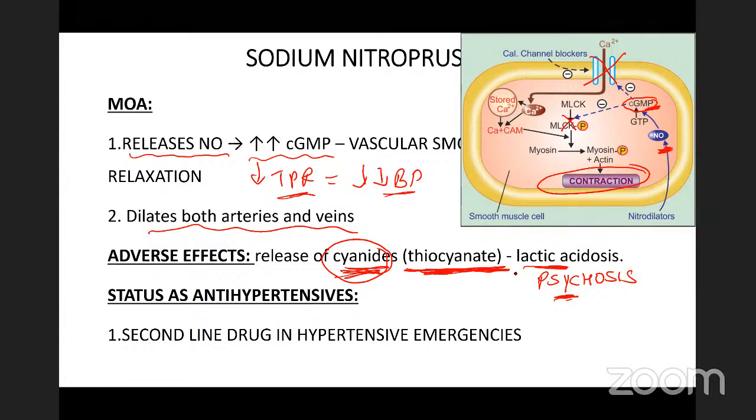And one more important point, this sodium nitroprusside decomposes at alkaline pH as well as when you expose the drug to sunlight. So that's why the infusion bottle should always be covered in black paper. Whenever you start the infusion, the bottle should be covered with black paper because it decomposes at alkaline pH as well as exposure to sunlight. It is used as a second line drug in the hypertensive emergencies.